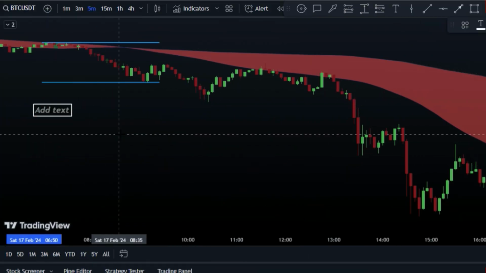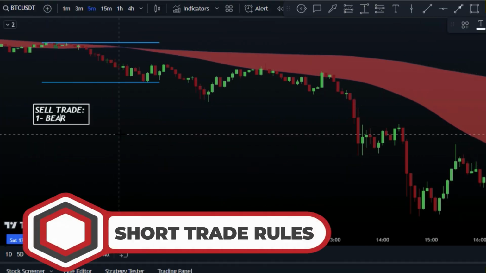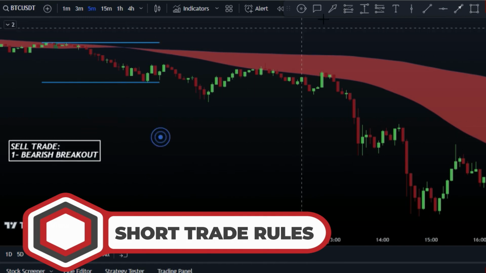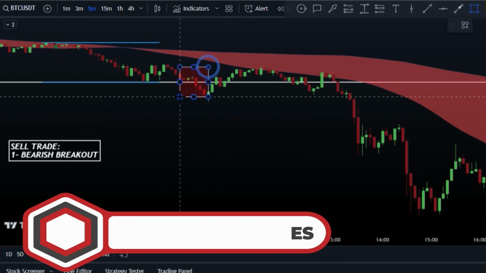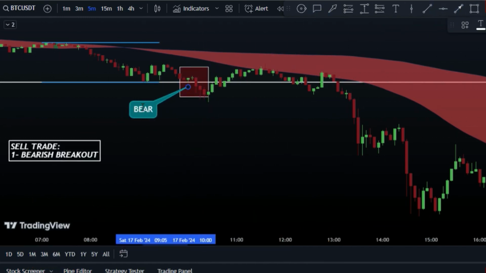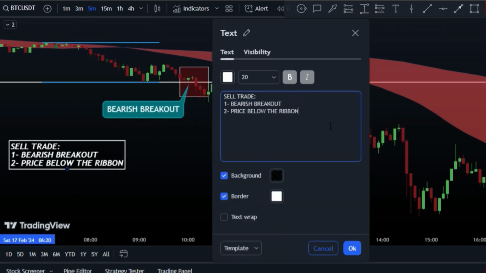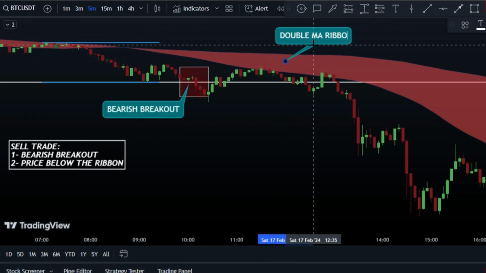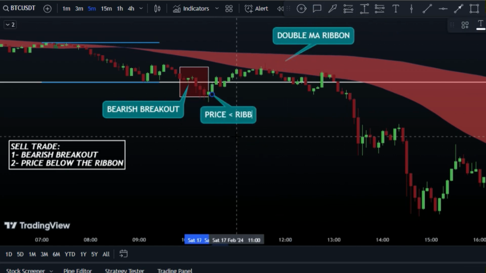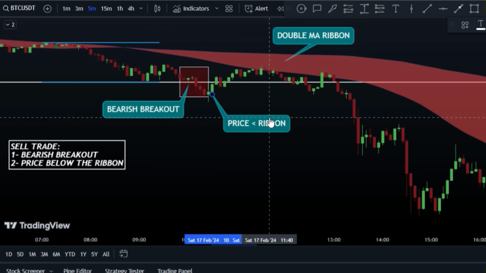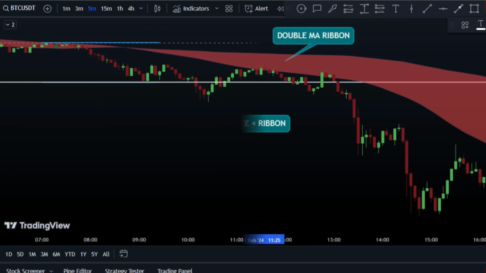Now let's learn how to enter a short trade with our strategy. We'll begin by watching for a bearish breakout from the pre-market levels. This could be an indication that the market is heading downward. To confirm this, we'll wait for the signal candle to close below the red NSDT double MA ribbon. Once these two criteria are met, you're all set to enter a short trade with confidence.